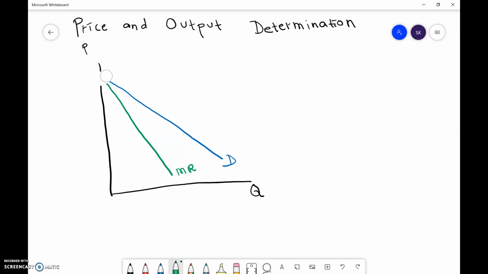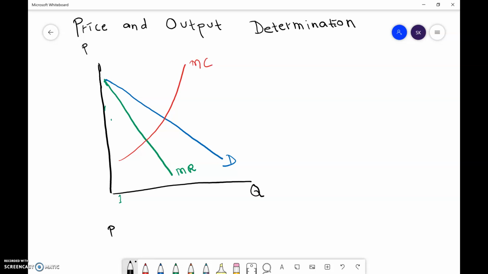So just remember, for the first unit of output, the price is equal to marginal revenue. So I'm just going to make these two touch each other when the output is equal to 1. And definitely we have price on the vertical axis and output on the horizontal axis. Alright, so next I'm going to bring in the marginal cost curve.